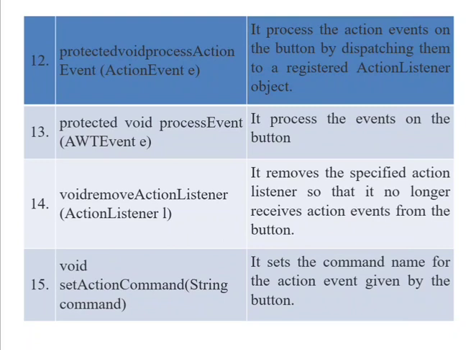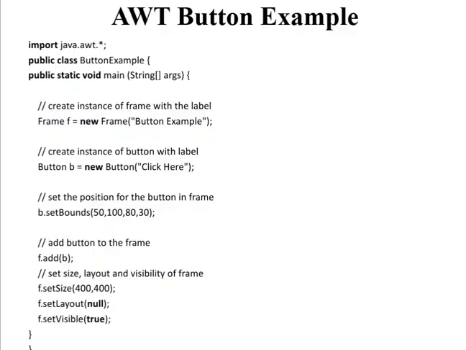Set the position for the button in the frame, that is, b.setBounds(50, 100, 80, 30). Then next is adding the button to the frame, that is, f.add(b). Set the size, layout and visibility of the frame, that is, f.setSize(400, 400), then f.setLayout(null), f.setVisible(true). Then the output is that it generates the frame with the label and generates the button with the name Click Here.